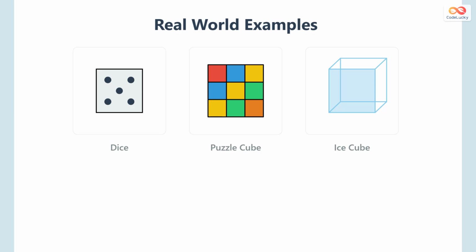Cubes are very common in the real world. Standard 6-sided dice are perfect cubes. Puzzle cubes, like the famous Rubik's Cube, are also cubes. Even ice cubes, though they melt into different shapes, are named after this geometric solid.